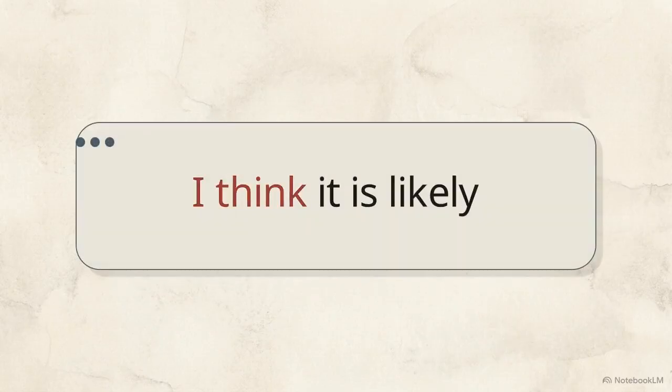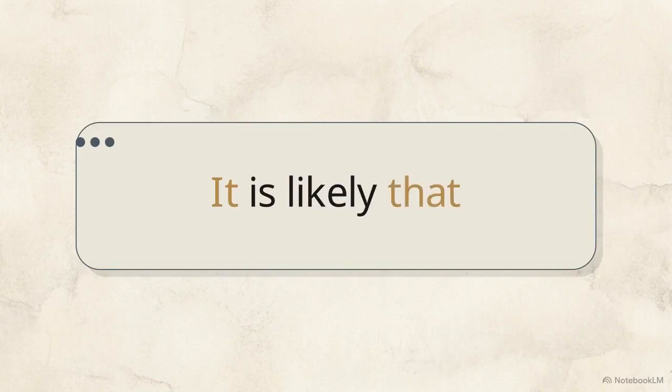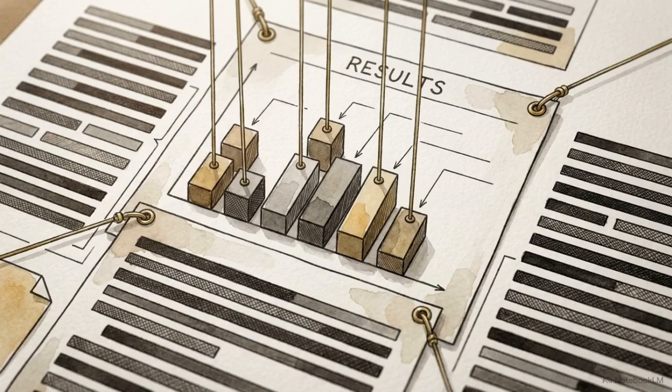Stripping away the personal pronoun and subjective verb creates a neutral, fact-based construction. By eliminating yourself from the sentence, you transfer the authority of the argument from your personal feelings to the weight of the data itself. Let's look at the final transformation.